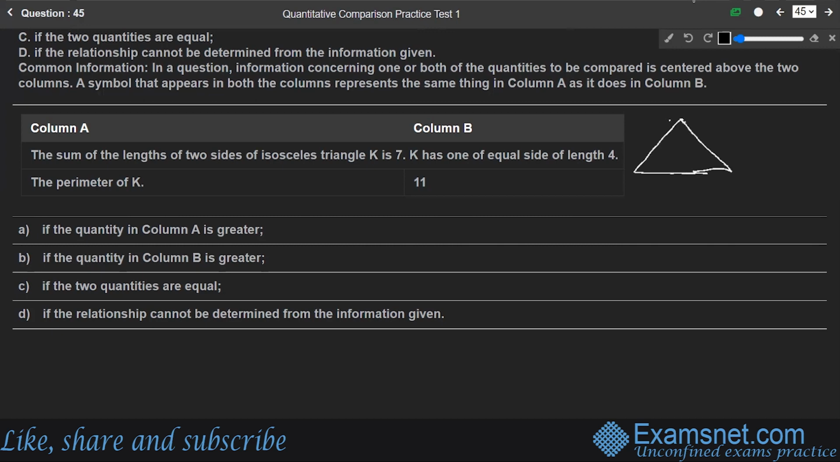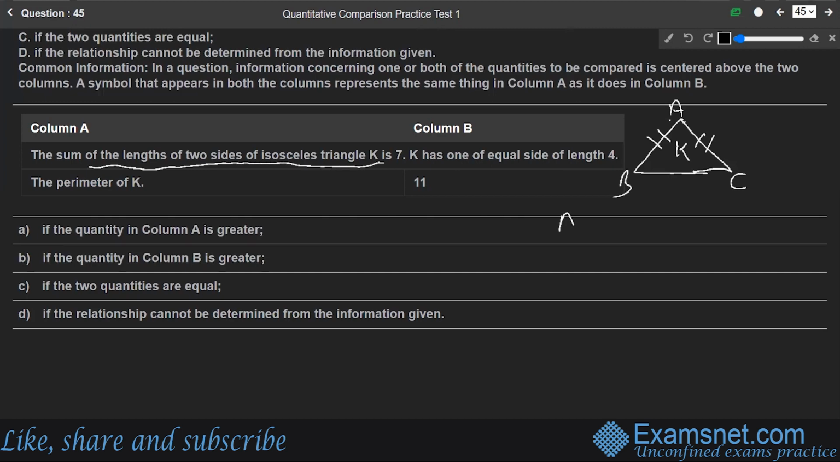The property of an isosceles triangle is that two sides in that triangle, particularly two sides only, are equal. Not the three, but the two sides only have to be equal. So let us find out. Let us say that this is a triangle ABC and they have named it K. Let's say the sides AB and BC are equal, and they have given the sum of the lengths of two sides as 7.